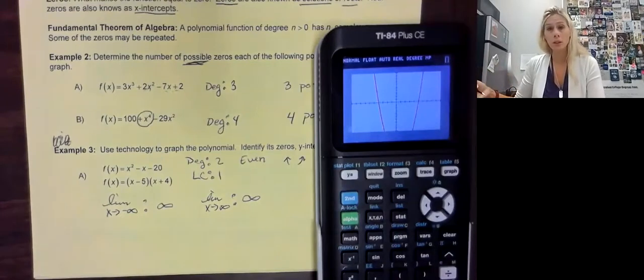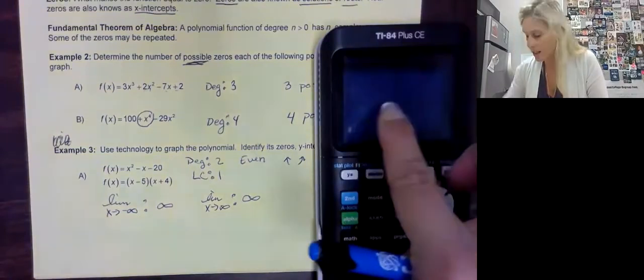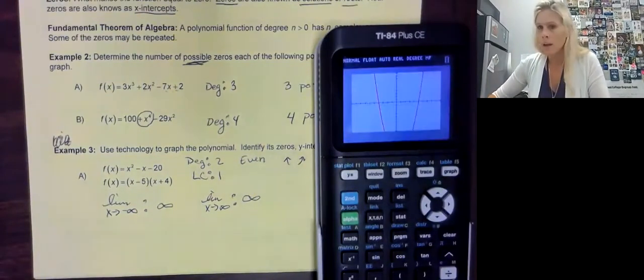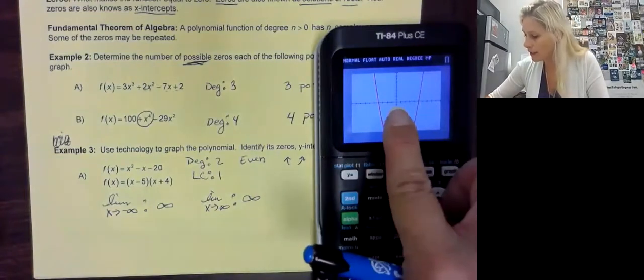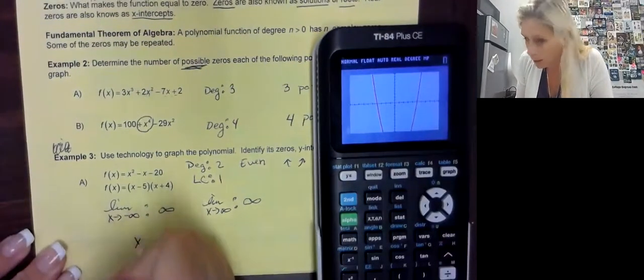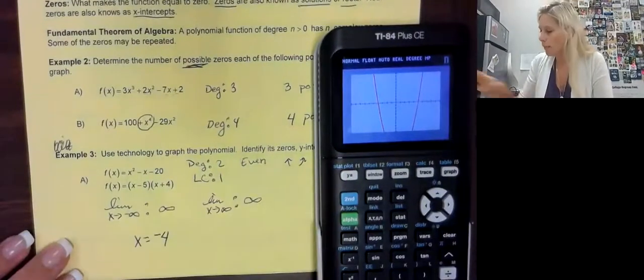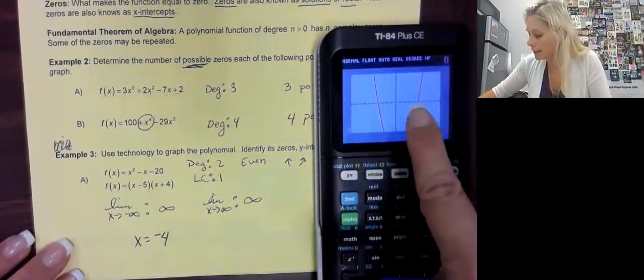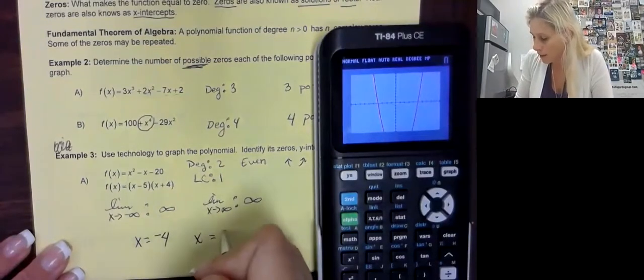Let's talk about zeros. Zeros are where it crosses the x-axis, right? So if you look right here, where is our graph crossing? Well, as you can see here, this left side here is crossing at x equals -4. What about the right side? The right side crosses at x equals 5.